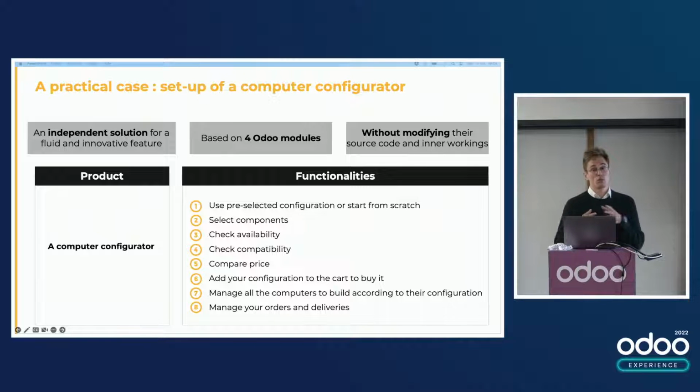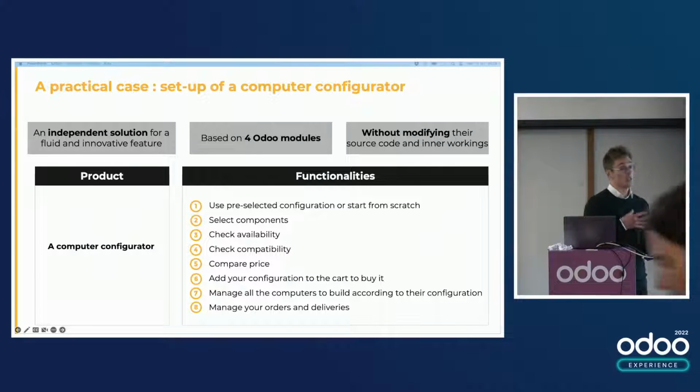After that, he wanted, of course, to select the components: the case, the power unit, the cooling system, etc. He wanted also to check the availability of those components, because when you want to buy a computer, you want to know when you will receive it, and it could help the client to make a decision. Of course, also to check the compatibility between all the components.